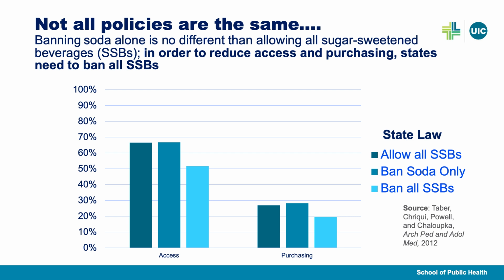For example, sugary drink consumption is the single largest contributor of added sugars in the American diet. Prior to 2014, many children in this country obtained sugary drinks in schools. We were interested in examining whether or not students living in states that had restrictions on sugary drinks in schools reduced access to and purchasing of these drinks. Initially, we thought this was a pretty straightforward question, right?